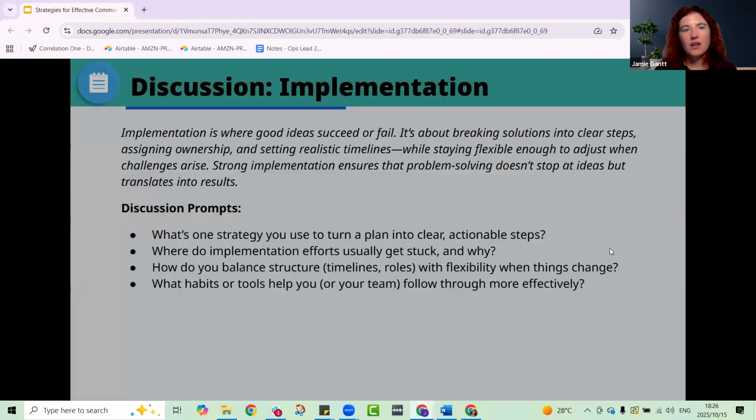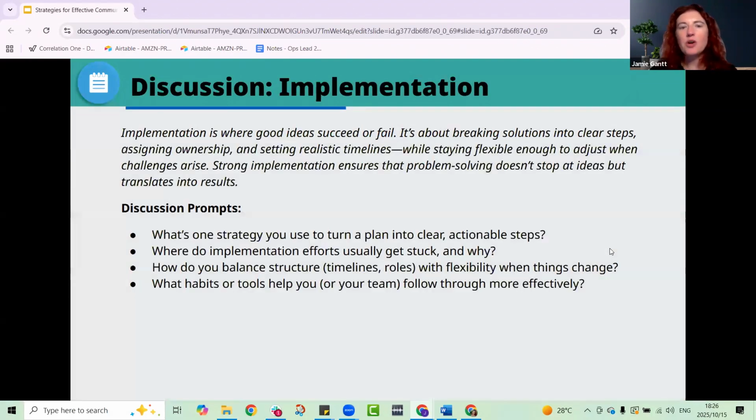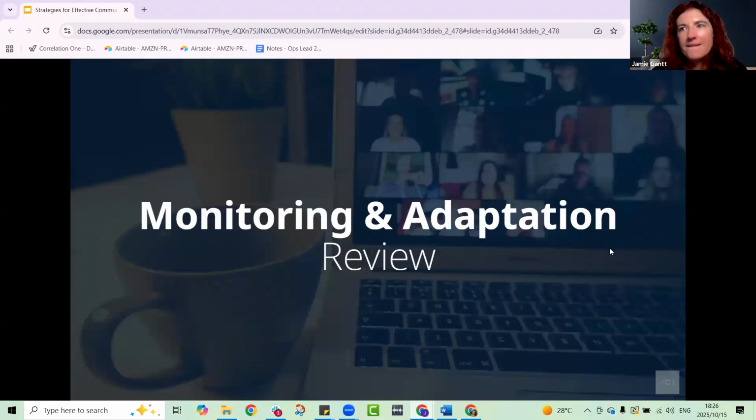Okay, so tell me, what is a strategy that you will use or have used to implement a solution? Let me know. And if you don't have a strategy that you have used or that you will be using, just let me know in the chat or take yourself off mute and tell me if you have any questions, if anything is not making sense, if you need more clarity.